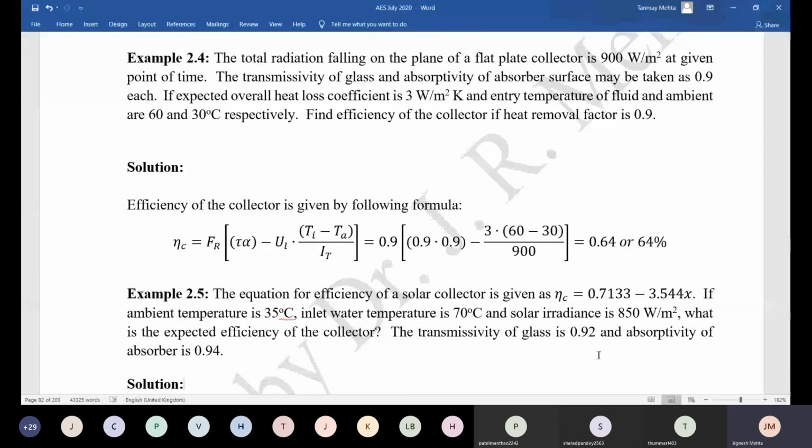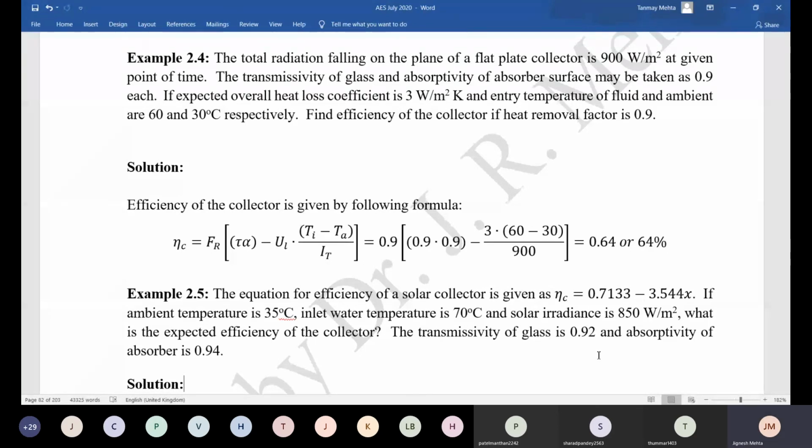Okay. Again, one more example. The equation for efficiency of a solar collector is given by this, 0.7133 minus 3.544x. So what is this 0.7133? It is actually FR into tau into alpha. And what is this x? X is delta T upon IT, and the multiple to that, FR into UL, is this 3.544.